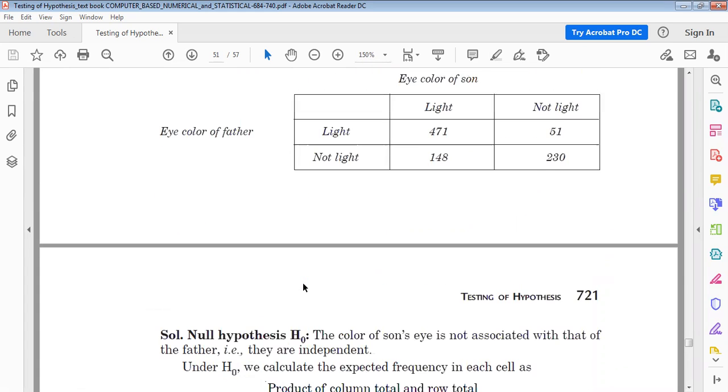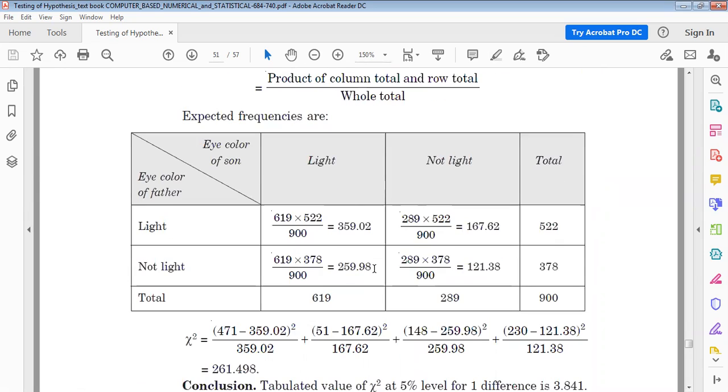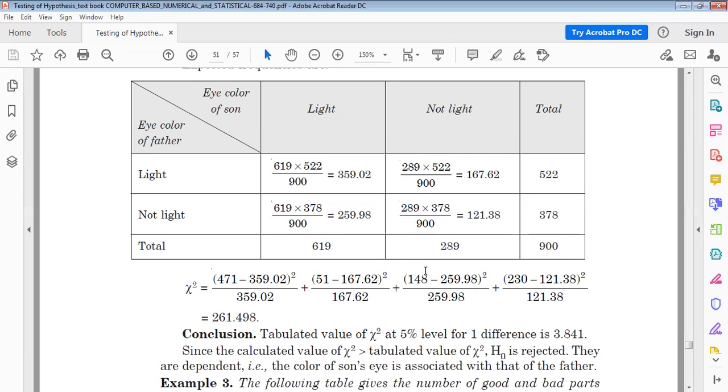You must know this total. This is the total, and this is also a total, and this is the light total, and this is the not light total. Okay. Now how do we get this expected value? This total multiplied by this total divided by the whole total. Understand? We get this one. Now how do we get this expected value? This total multiplied by this total divided by the whole total. We get this, and this expected value will be found how? This multiplied by this divided by the whole total. So expected values are calculated for each observed value.